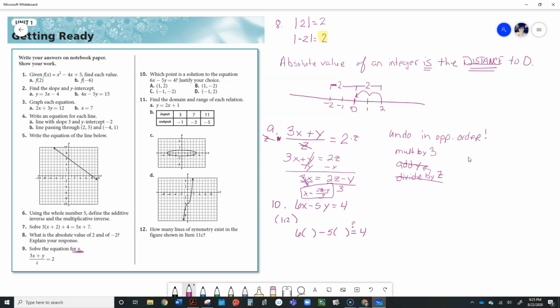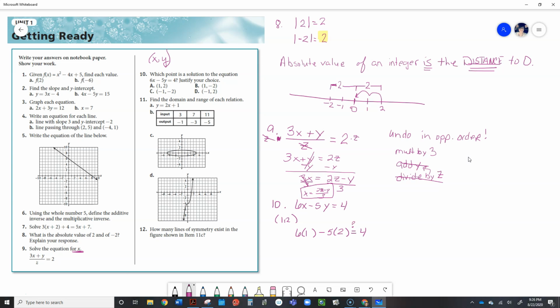Number 10, which point is a solution to the equation? The way we're going to do this, to show your work, you would simply take each one of these. Remember, every ordered pair is an x value and a y value. Okay, so if this 1 is the first number, then in its next value, we can replace the x in that equation with that 1, and then we can take the y out and put the 2 in the equation for the y, and now we've got to see, is this side really equal to 4?